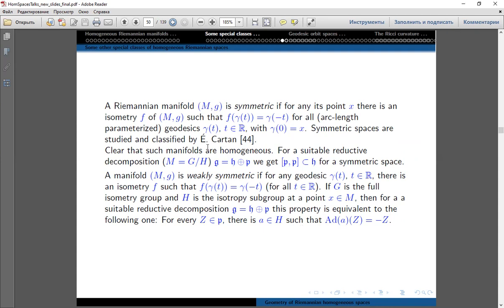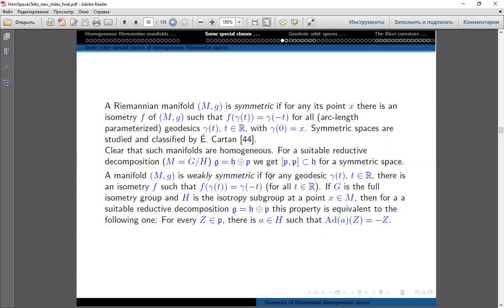And in some sense, it's a very simple subclass of Riemannian homogeneous spaces exactly because of this property. Now, a little more general class, weakly symmetric. A manifold is weakly symmetric if for any geodesic gamma of t, there exists an isometry f such that f of gamma t is gamma of minus t for all t.